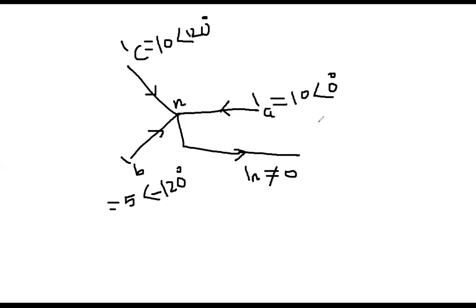Therefore, in your calculator, you sum up these three: 10 at an angle of 0 plus 5 at an angle of minus 120 plus 10 at an angle of 120, you would get some value. That will not give you 0. But on the other hand, if it is not 5 but 10, and you sum up these three, you should be getting 0. At that time, it is 0. Do you understand what I mean?